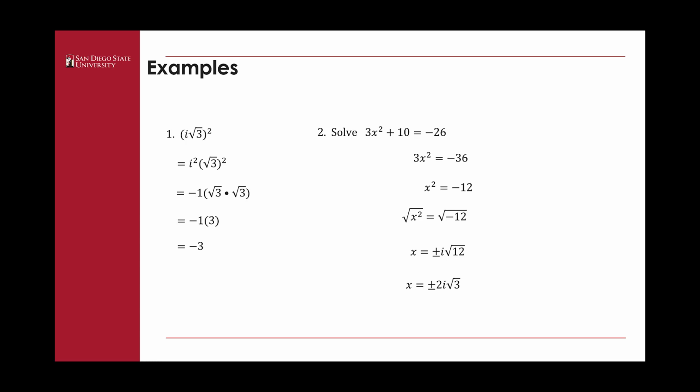Here we have the sign plus or minus because we cannot know if it is positive or negative, due to the nature of the square operation. And from here we get x equals plus or minus 2 times i times square root 3.